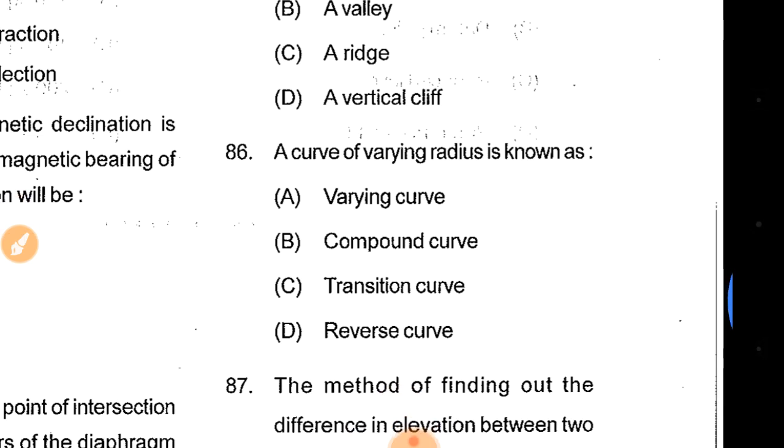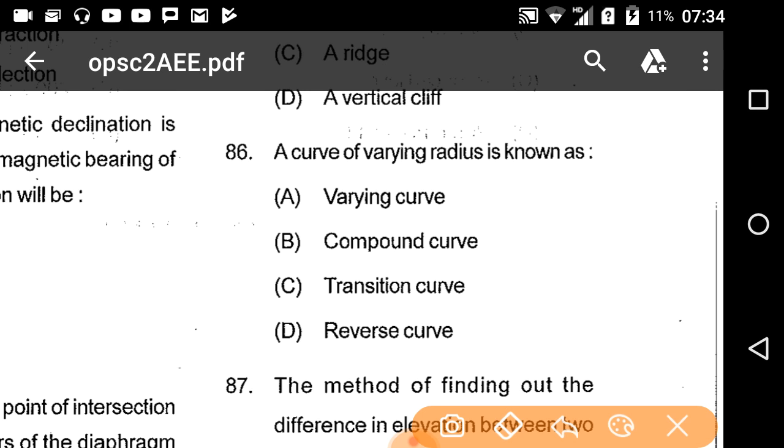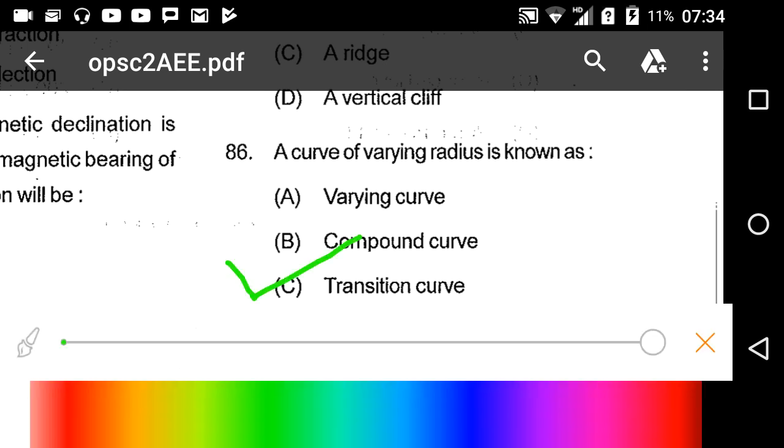A curve of a varying radius is known as varying curve, compound curve, transition curve, reverse curve. You know that a curve of a varying radius is called a transition curve, okay.